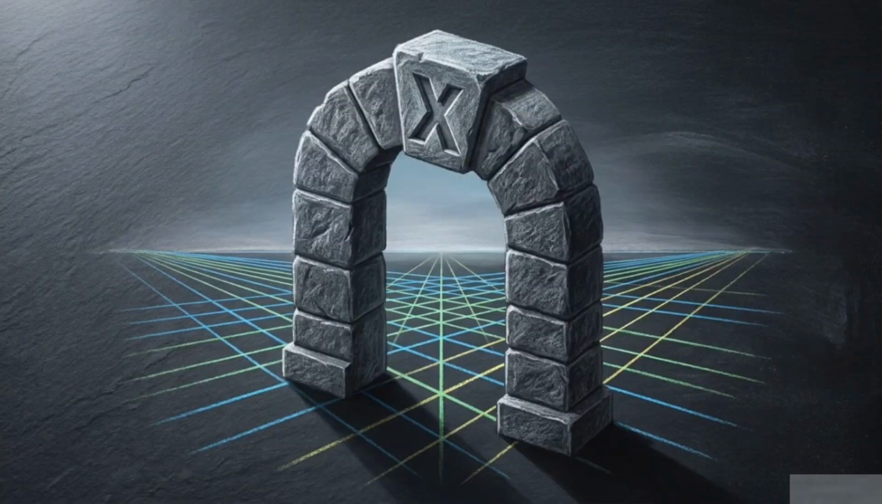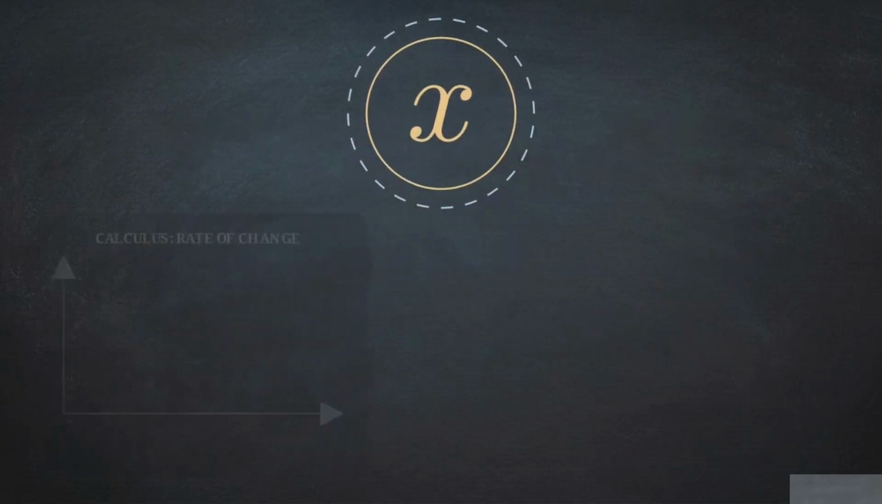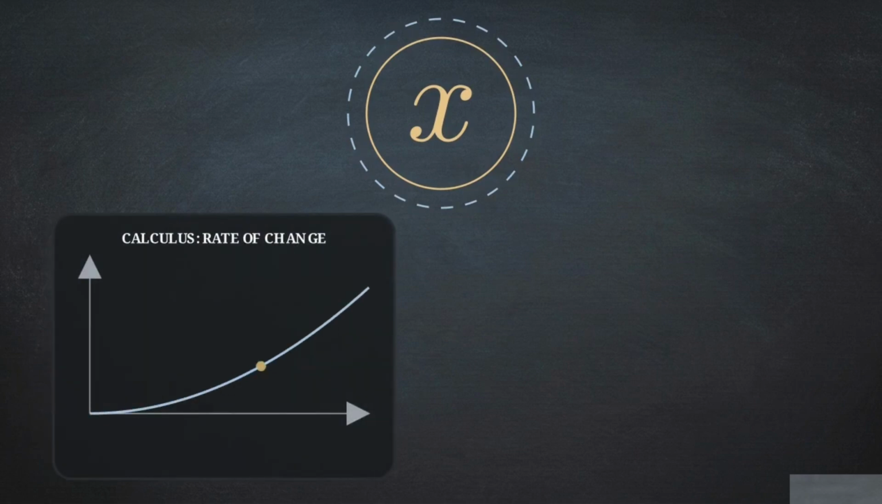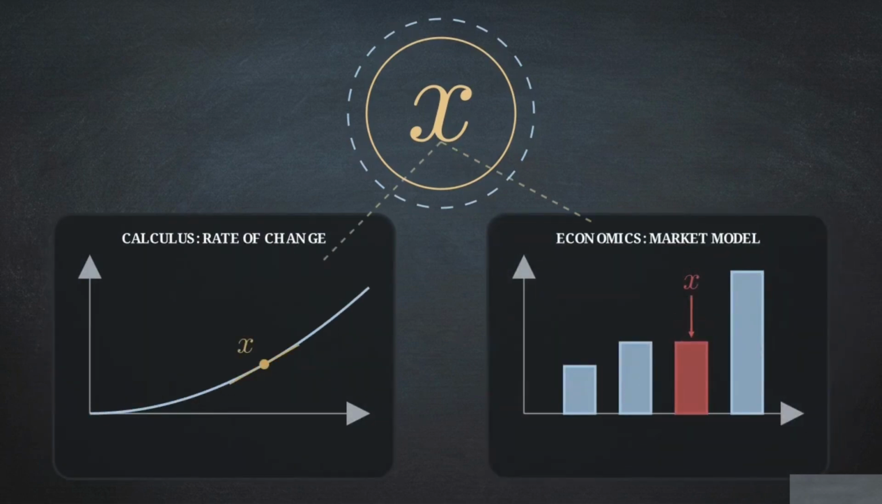Using these tools to solve for x is called elementary algebra, which serves as the entry point for the rest of mathematics. This same logic of balanced relationships scales up into linear, abstract, and advanced algebra. By learning to isolate a single variable here, you are practicing the same investigative mechanics used to calculate rates of change in calculus or determine the unknown impact of interest rates in an economic model.